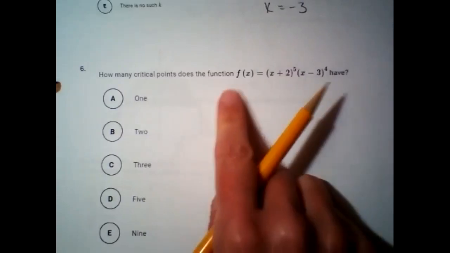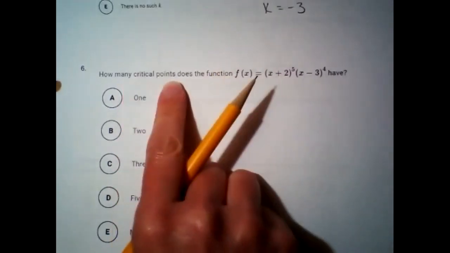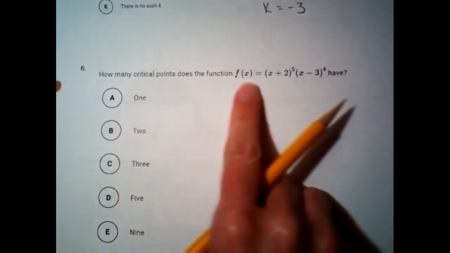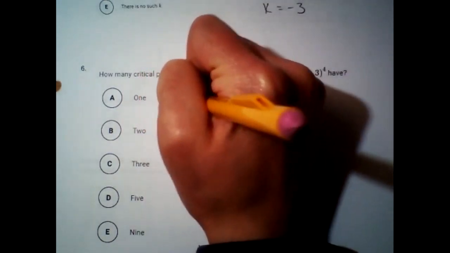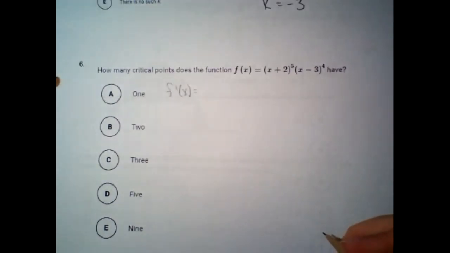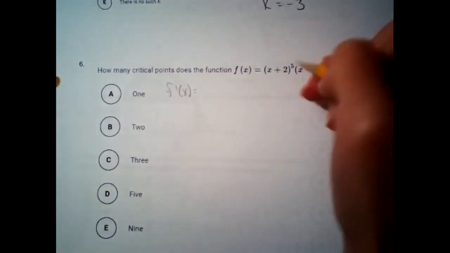All right, number 6 is asking how many critical points, not what they are, just how many does it have? So how many critical points does this function have? Okay, well, again, its derivative equals 0, and we'll see where that takes us. And again, it's a product rule.